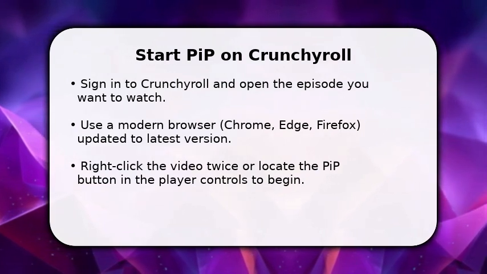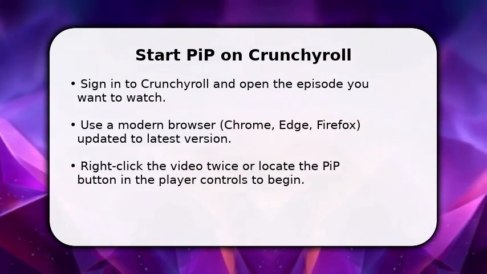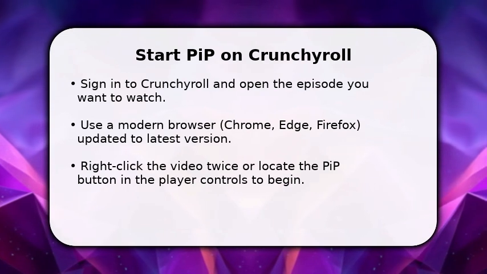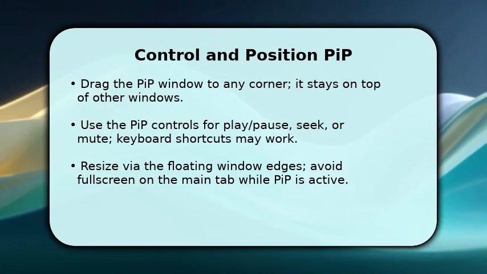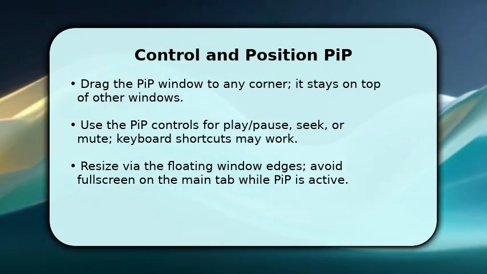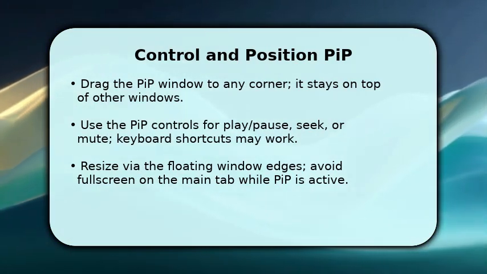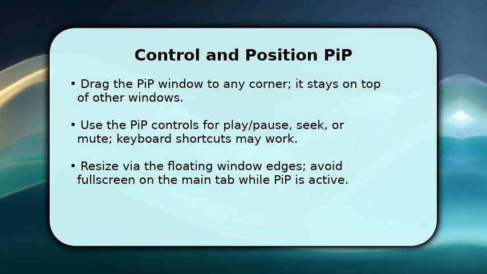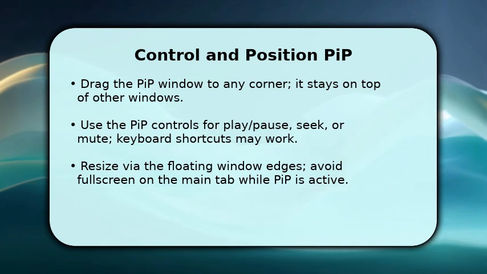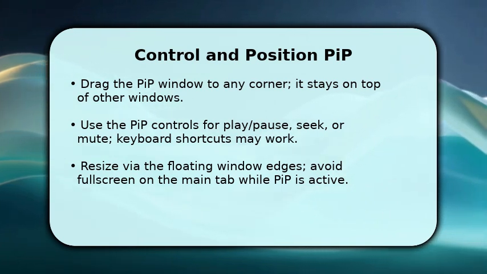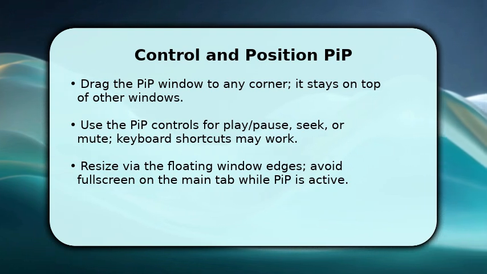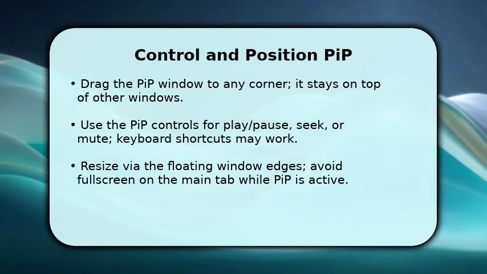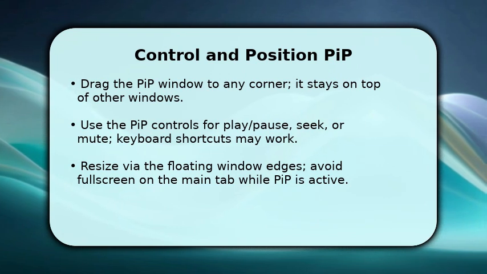Once the floating window appears, you'll have a separate controllable player for multitasking. Once the PiP window is open, position it where it won't block your workflow. You can drag it to any screen corner, and it will remain on top. Use the small play, pause, and close icons on the PiP overlay to control playback without switching tabs. This matters because it reduces tab switching latency and keeps audio under control.